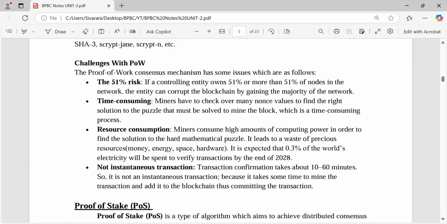It is expected that 0.3% of the world's electricity will be spent to verify every transaction by the end of 2028. Transactions are not instantaneous. Transaction confirmation takes about 10 to 60 minutes, because it takes some time to mine the transactions and add them to the blockchain.